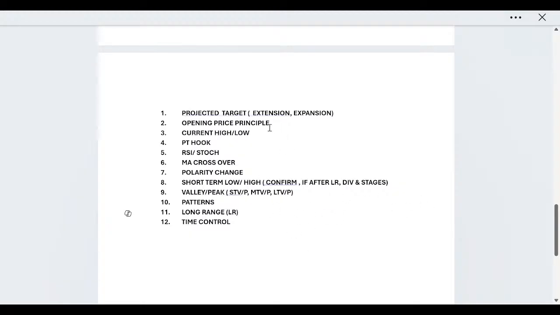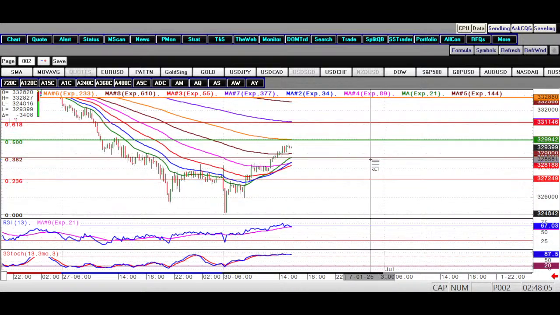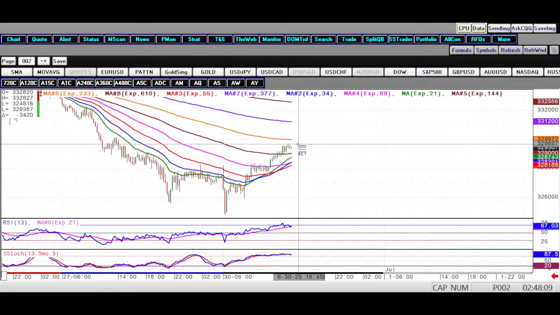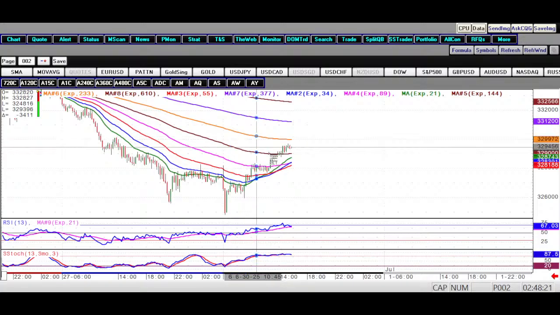Okay, now opening price principle. What does it mean? I think previously I did tell you all. The opening price means the market opening on different time frames. So you can have a weekly open, monthly open, daily open, hourly open, 6 hours open. You just use that as a guidance for our trade.